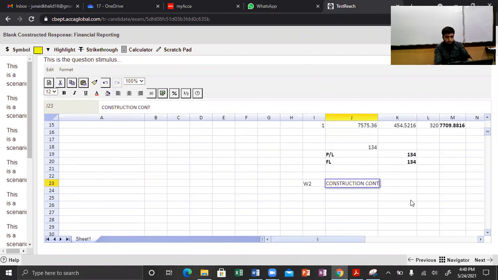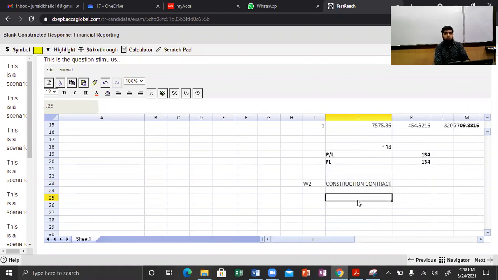Construction contract. Now let's work out this construction contract and how we are going to do this. First of all, we need to include the construction contract revenue for the year, or the profit for the year. So what is the method or the pattern? First of all, we account for the total price or the total revenue for the contract.